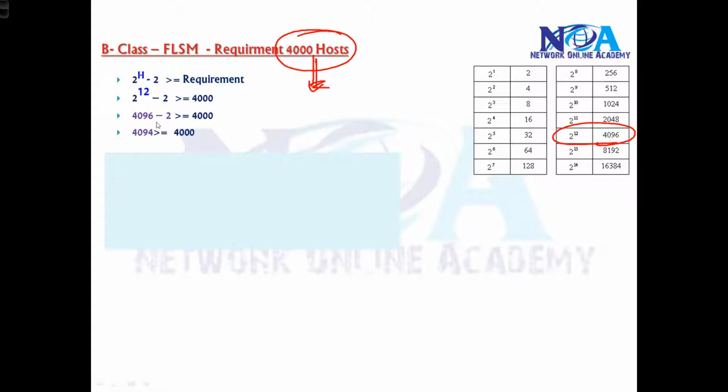And in those addresses, we cannot use the first and the last. So the total valid host addresses will be 4094, because we need to subtract 2 for the network ID and the broadcast ID.